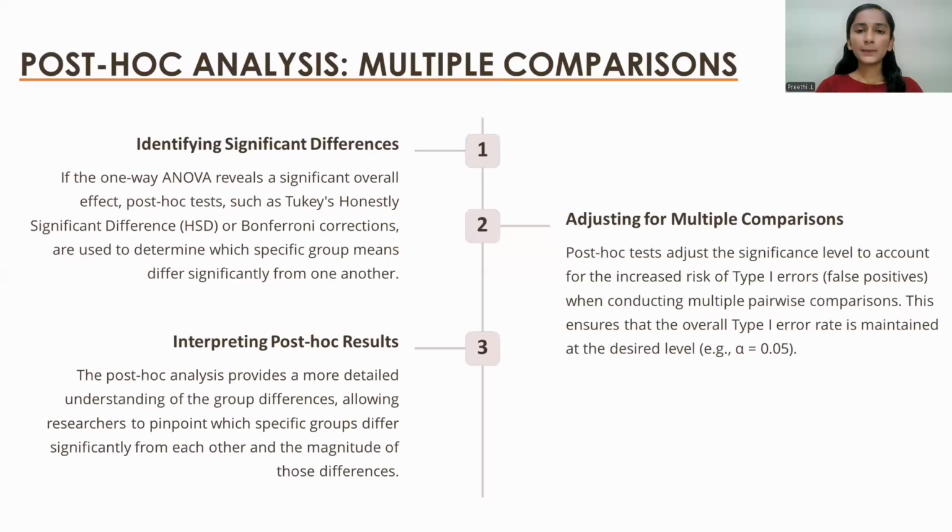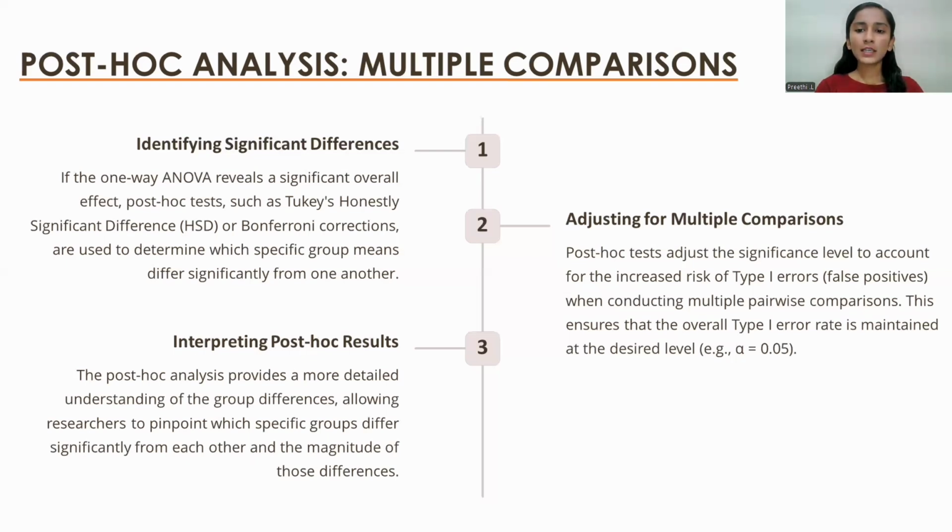Post-hoc analysis, multiple comparisons. The first one is identifying significant differences. If the one-way ANOVA reveals a significant overall effect, post-hoc tests such as Tukey's honestly significant difference or Bonferroni corrections are used to determine which specific group means differ significantly from one another.